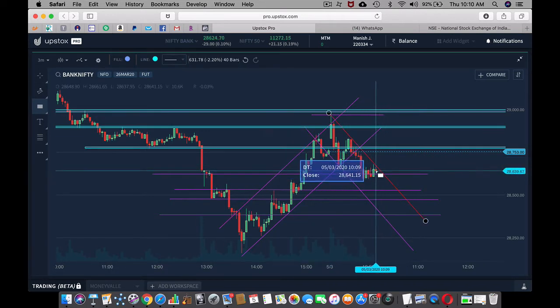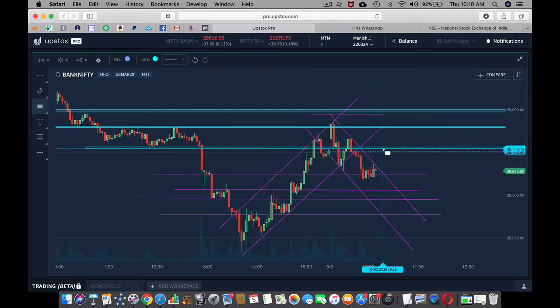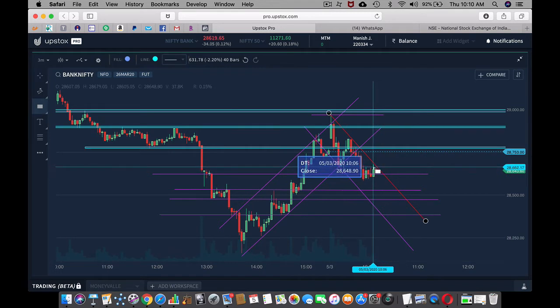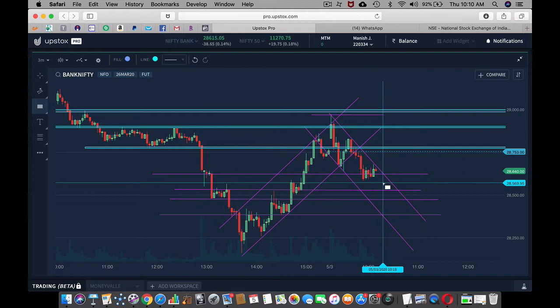Right, so we'll have to be careful here, and we can take the position. If it crosses here, then the buy position, and right now we can initiate our sell position from here. Let's have a look what happens.